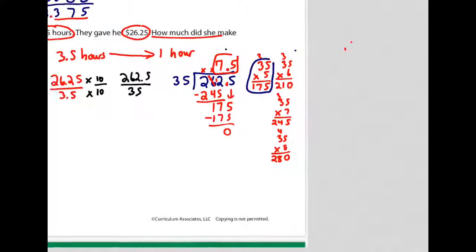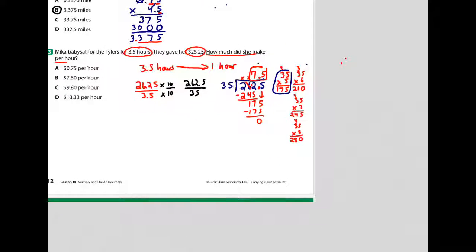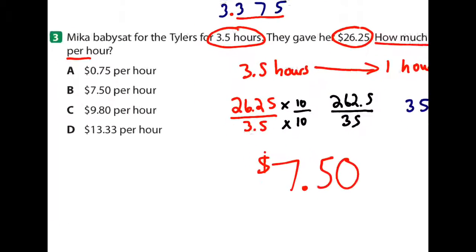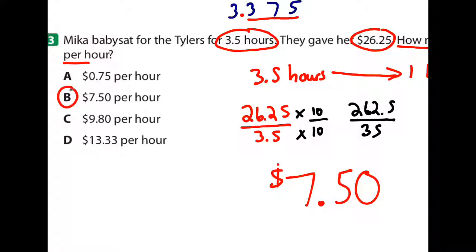Now remember, it said how much did she make per hour. So we don't say she made 7.5. We say she made $7.50 in an hour, which is B.